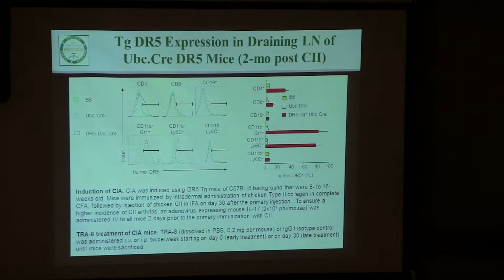This is the data from the UBC-Cre DR5 transgenic mice. From the flow data here, it seems that transgenic DR5 is predominantly expressed in CD11b positive, GR1 positive granulocytes, and CD11b positive, Ly6C positive inflammatory macrophages. A certain level of expression was also detected in CD4 T cells.